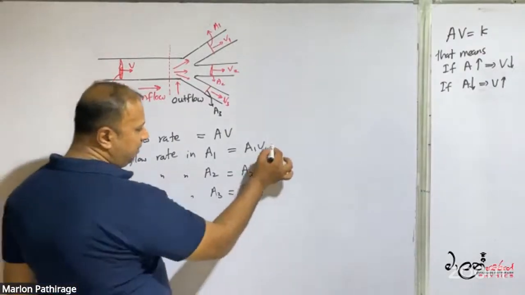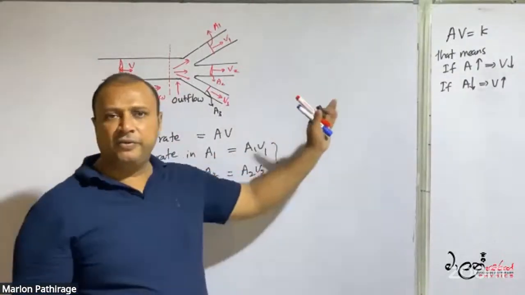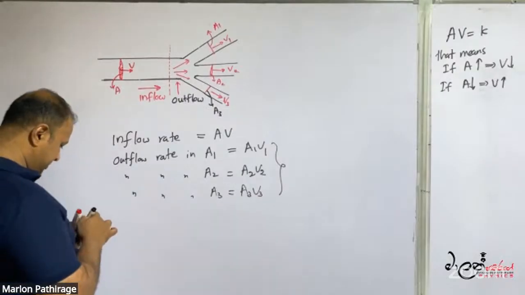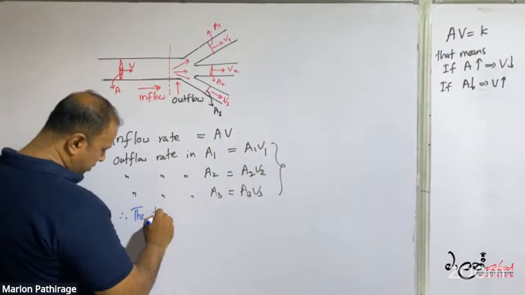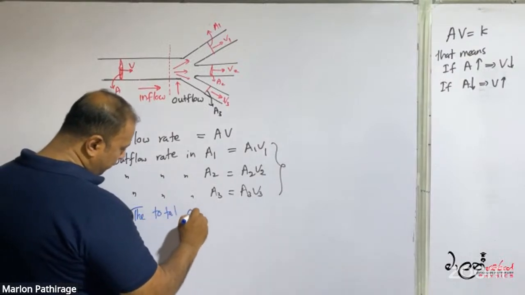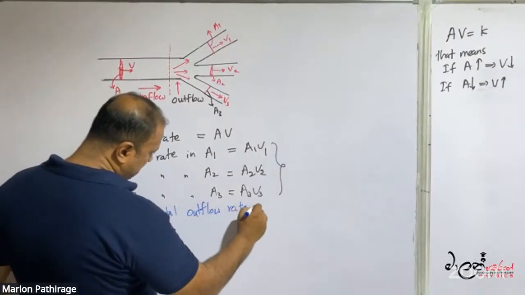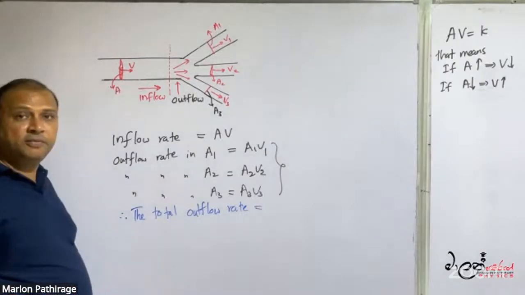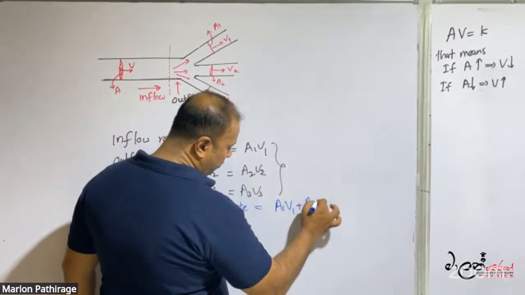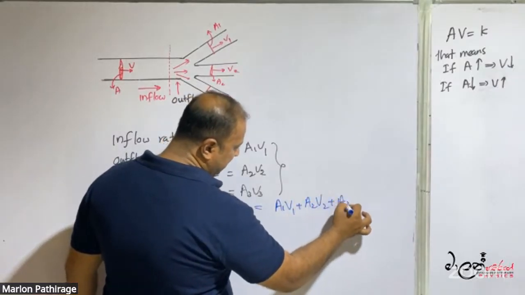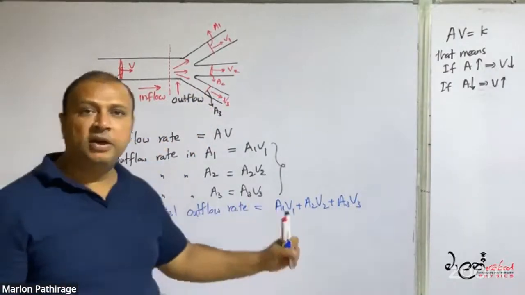So if we consider these three together, the total outflow rate should be equal to the addition of these three: A1 V1 plus A2 V2 plus A3 V3. So that is the total outflow rate.